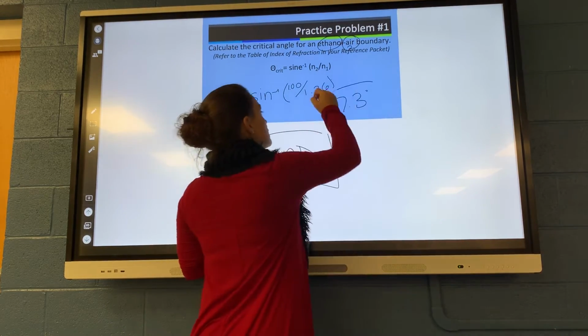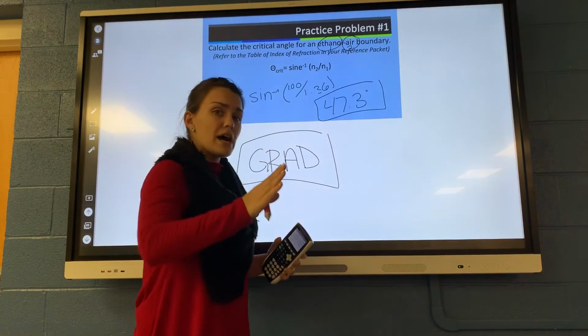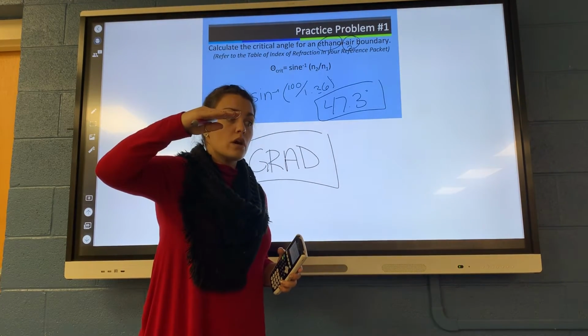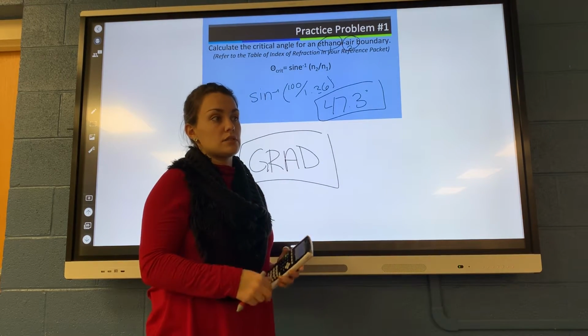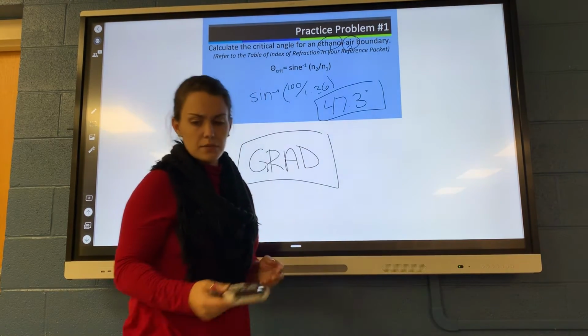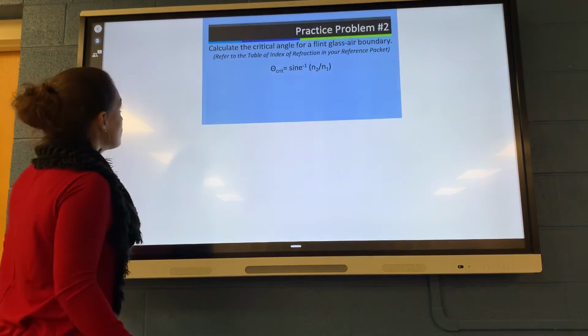So 47.3, once I pass a 47-degree angle, my light is now completely reflected back into that same substance. All right, so let's look at another example.